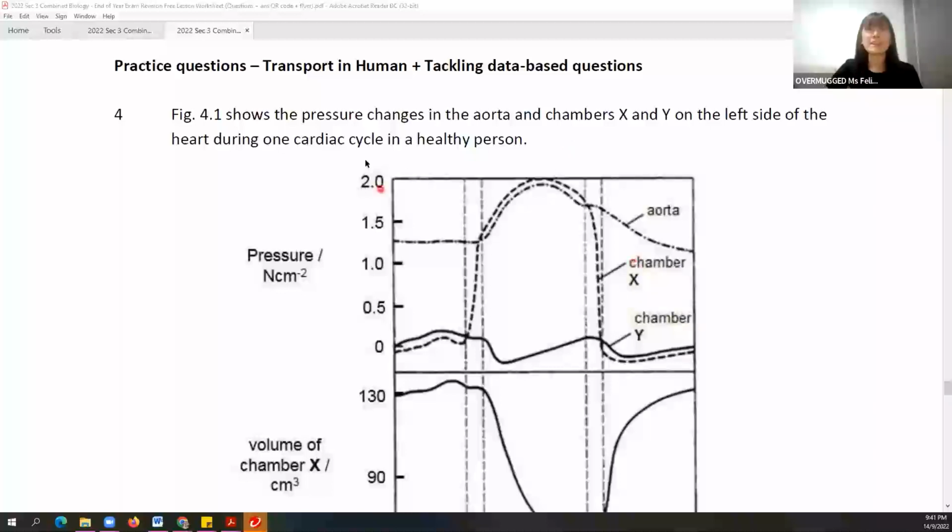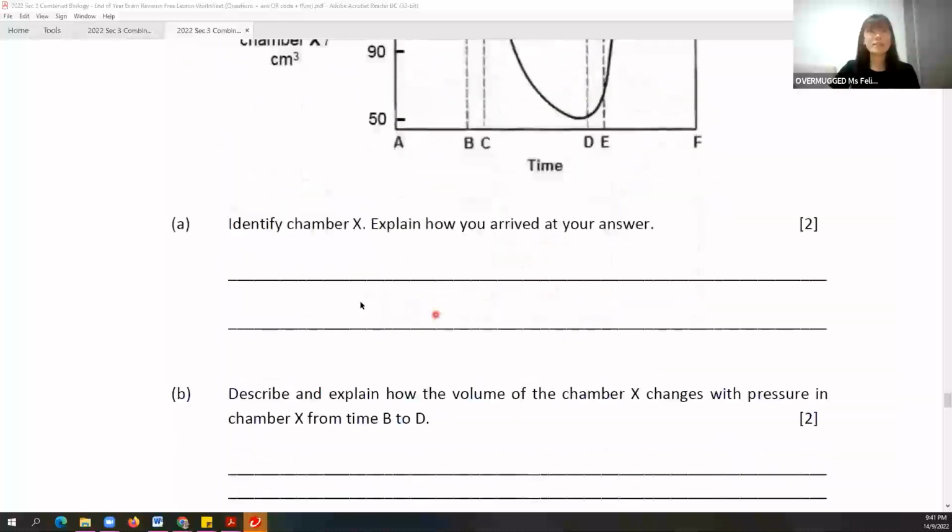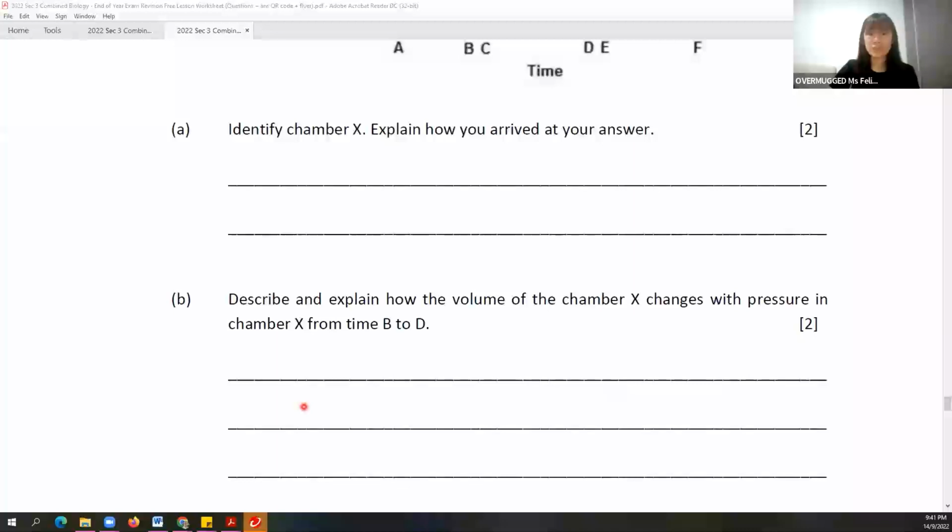Okay, so over here they show you the changes in the pressure of one cardiac cycle. Now they're asking you to identify the chamber and explain how you arrive at the answer. Just to give you a hint, for this question you can use the answering technique. Just write AT. Are you able to tell which answering technique you can use?